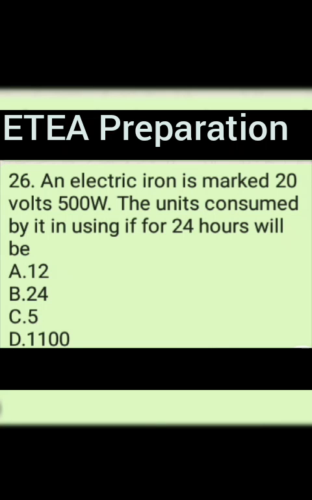An electric iron is marked 220 volts 500 watts. The units consumed by it in using it for 24 hours will be. तो इसका राइट ऑप्शन है ऑप्शन नंबर ए. नेक्स्ट क्वेश्चन.